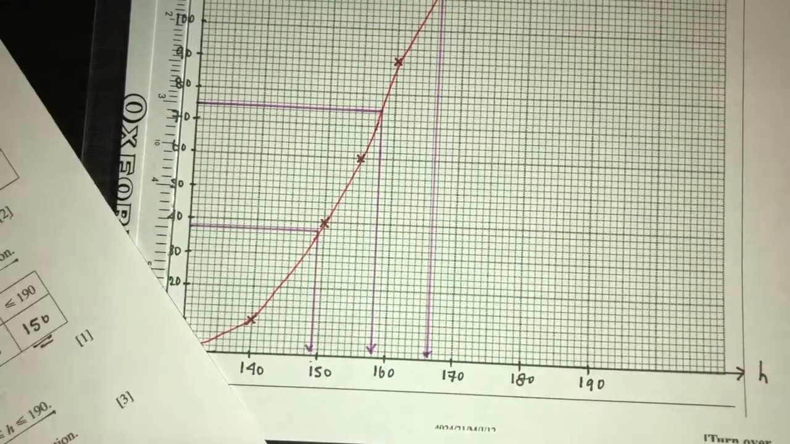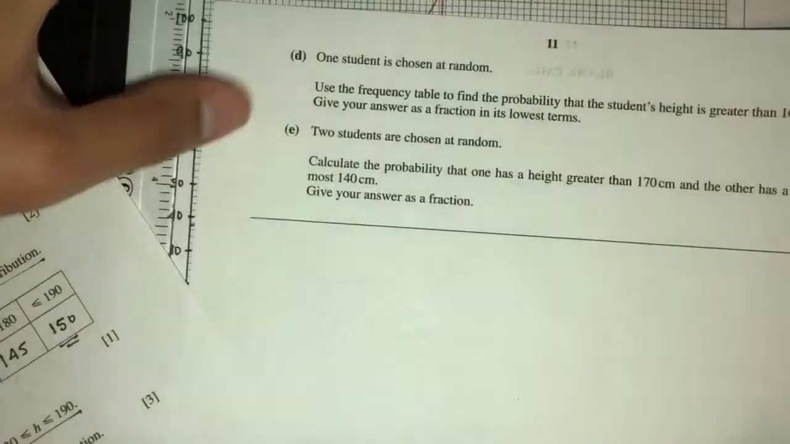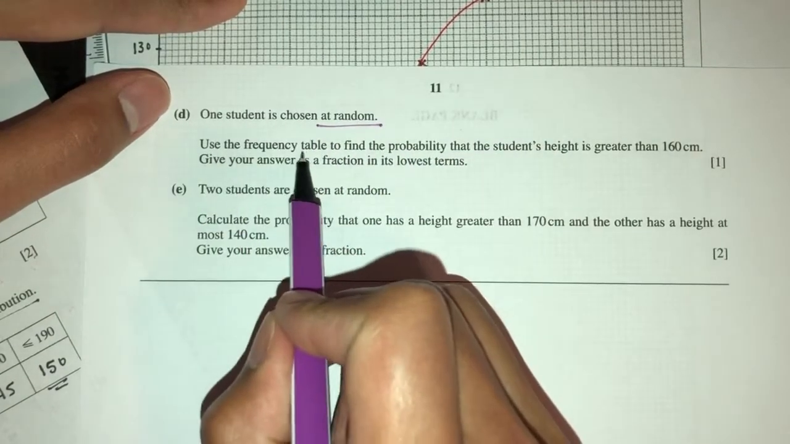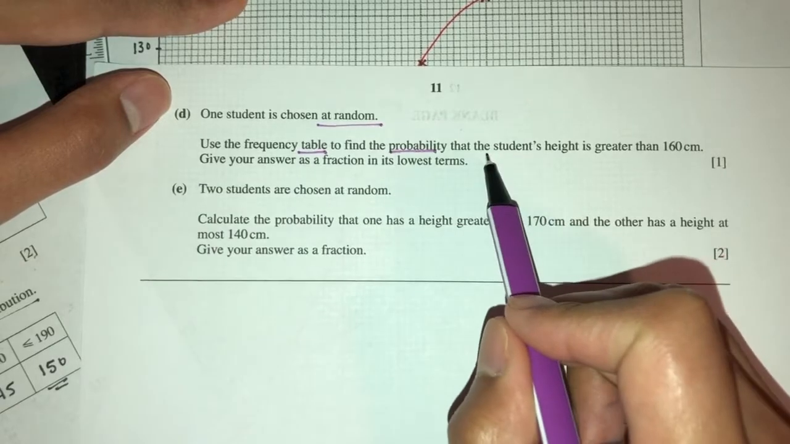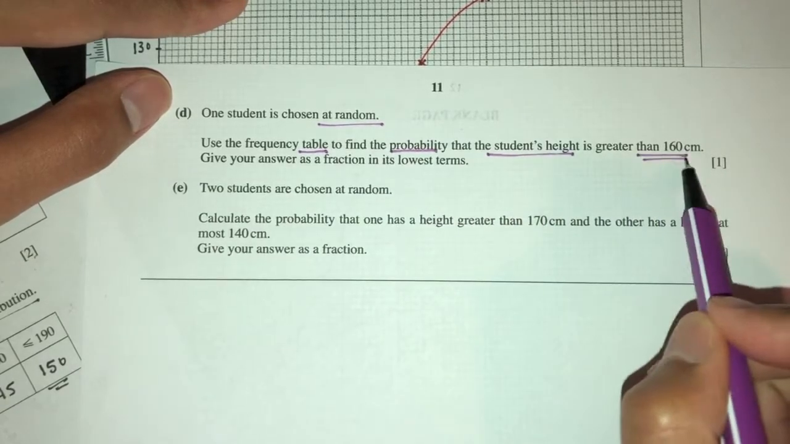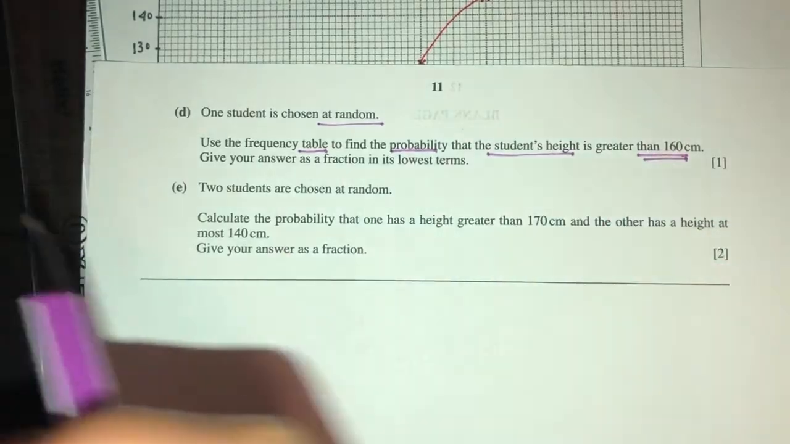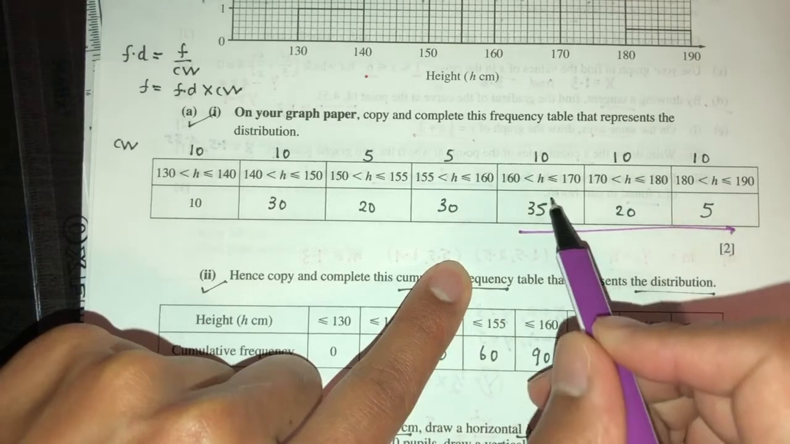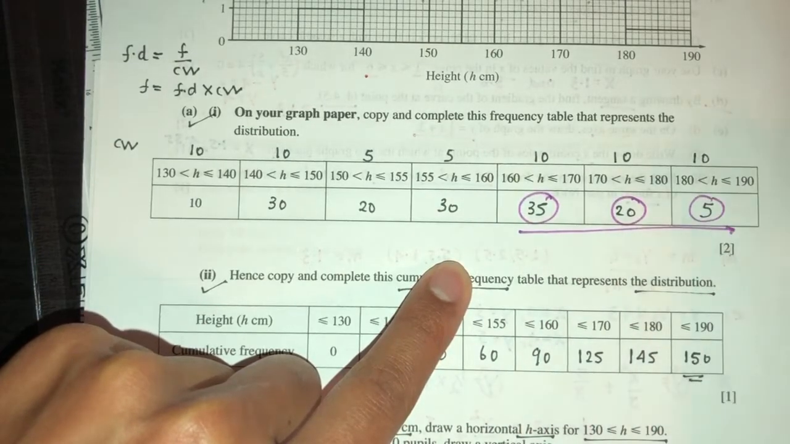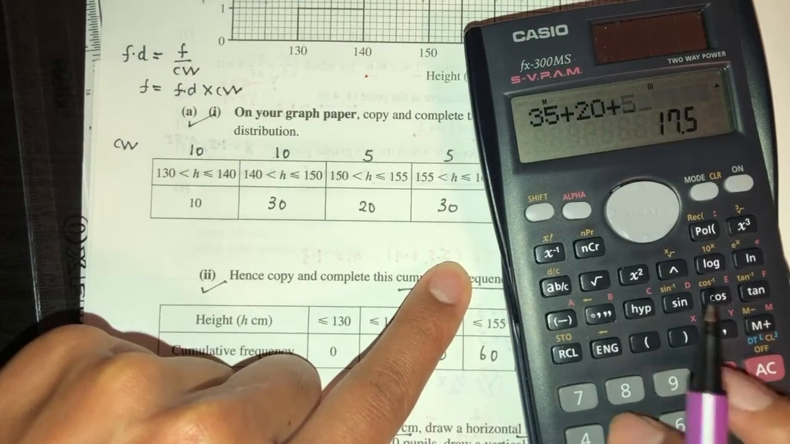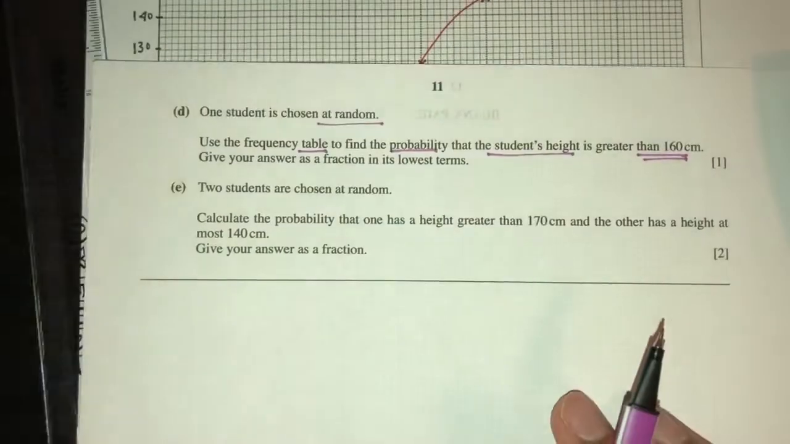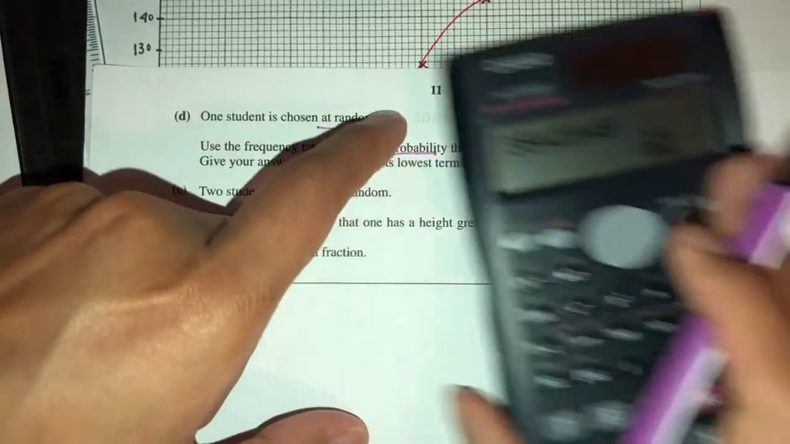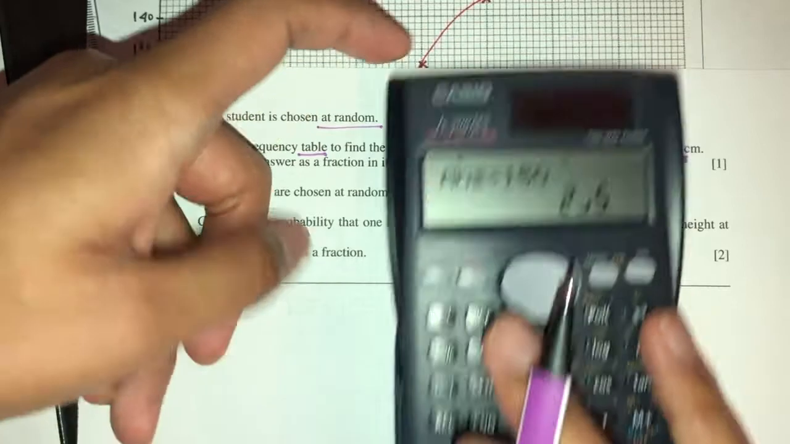Okay, so now let's move on to the next question. It says one of the students is chosen at random. Using the frequency table, find the chance that the student's height is bigger than 160. This is my frequency table. Bigger than 160 will be these values. So 35 plus 20 plus 5, that will be 60. So the chance will be 60 over 150, which gives you 2 over 5.